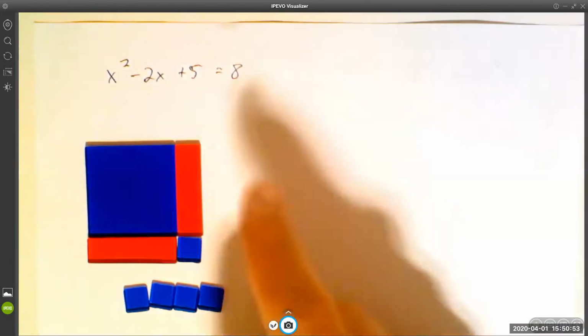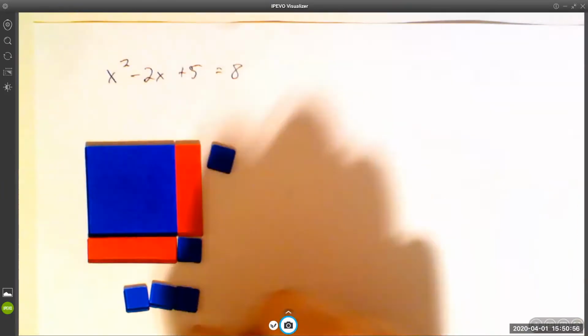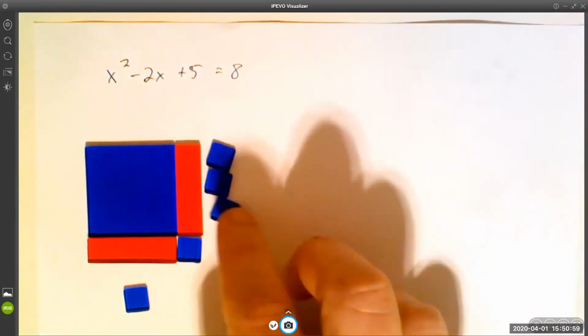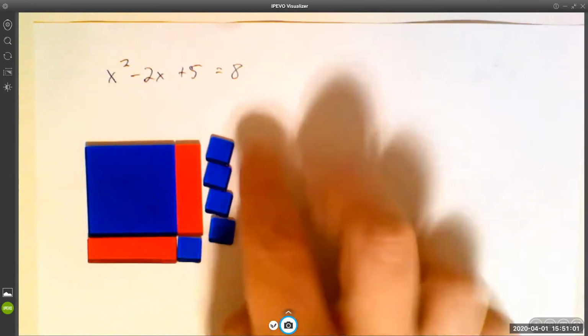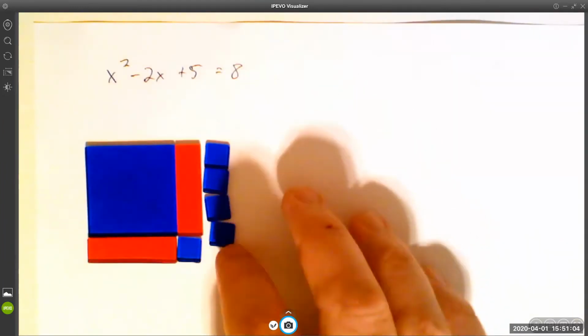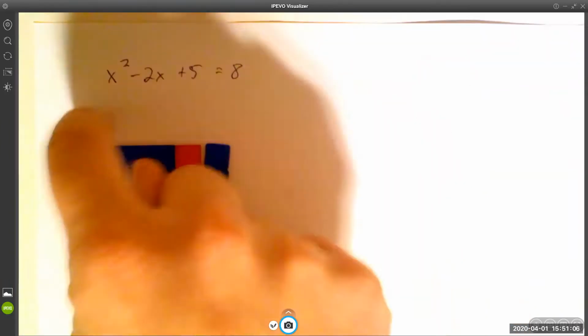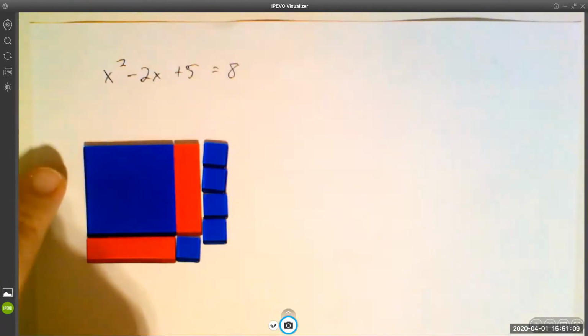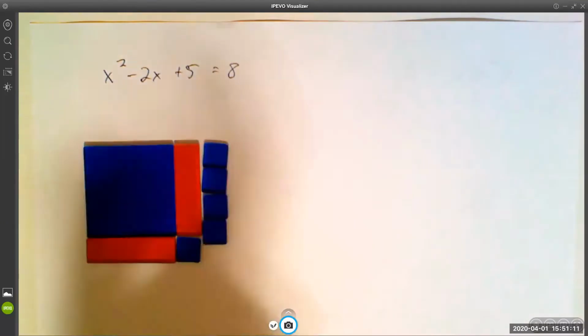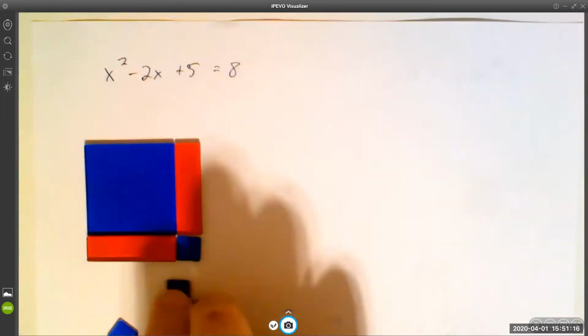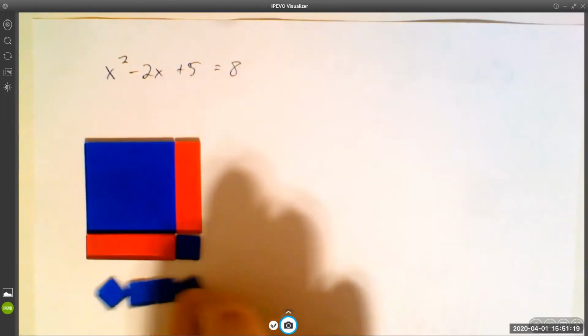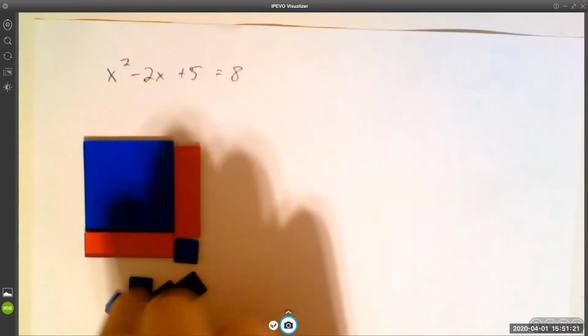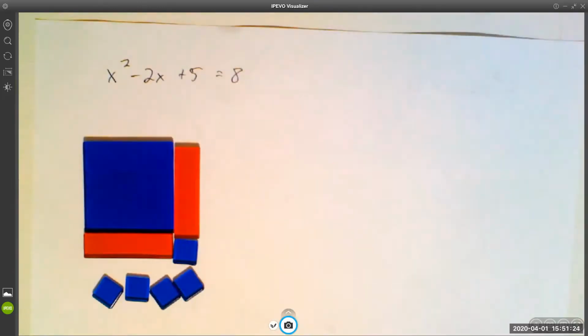You could try to arrange them to make a square somehow. I don't think you're going to have very much luck, right? It's not going to line up to make a square. And even if that worked, the top side here would be different than the left-hand side here, which you're not allowed to do. So I think what we're going to have to do is just get rid of these tiles. Fortunately, we're allowed to do that, right? We can take away 4 tiles from the left-hand side as long as we also take away 4 tiles from the right-hand side. So let's give ourselves the 8 tiles that we're supposed to start with.